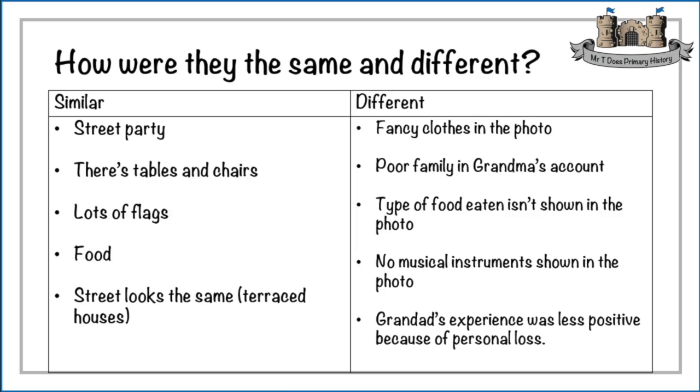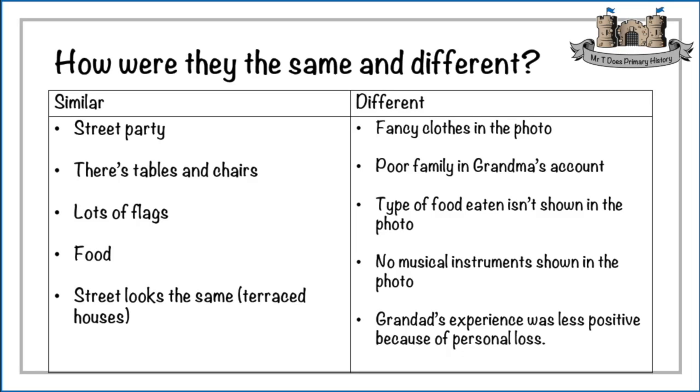So, here are some answers. Similarities. A street party was mentioned in all of them. Tables and chairs, lots of flags. Bunting, similar to flags. Food. The street mentioned looks the same. There were terraced houses. I wonder if you've got terraced houses near you.